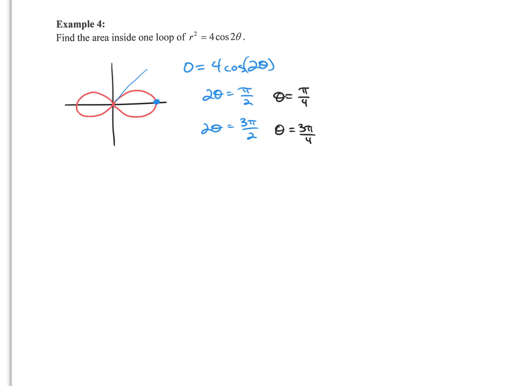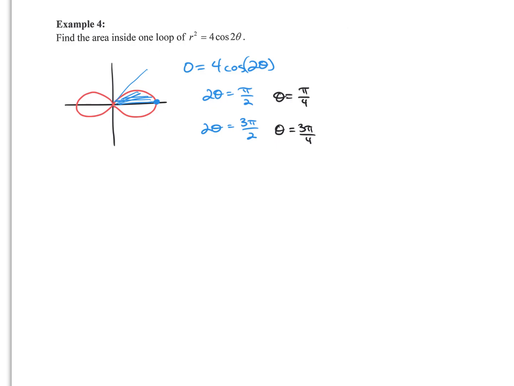Are you following me on this? And so what is 0 to pi over 4? It's how much of it? It's half of that loop. Does that make sense there? And so that's how I personally would do this problem.